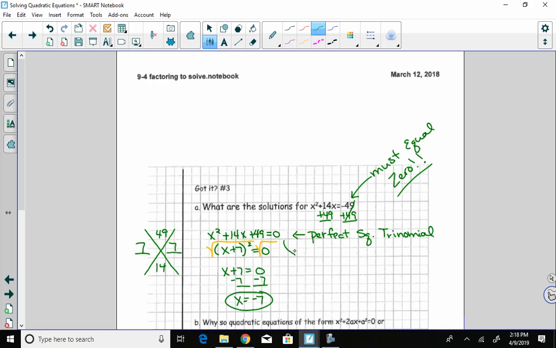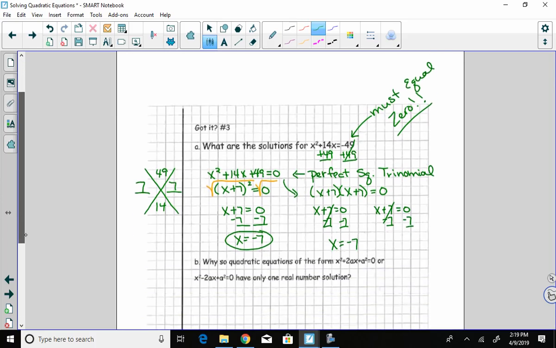Now, if you had not done it that way, and you have x plus 7 times x plus 7 because you didn't catch that it was a perfect square trinomial, then you would have said x plus 7 is equal to 0, or x plus 7 is equal to 0, and you still would have gotten the exact same answer, right? Because you'd be like, look at that, x equals negative 7 both times. I don't need to write it twice. So if you don't catch that it's a perfect square trinomial, it's okay. But if you do, you're jumping ahead a day and understanding how the next one's going to work.